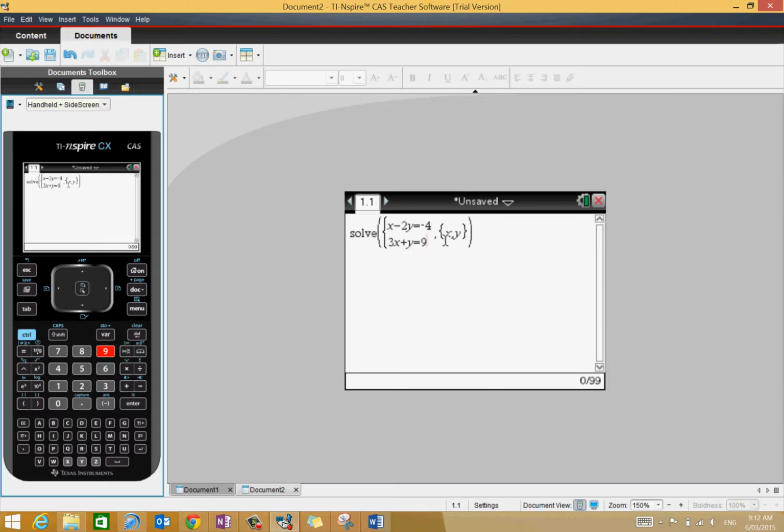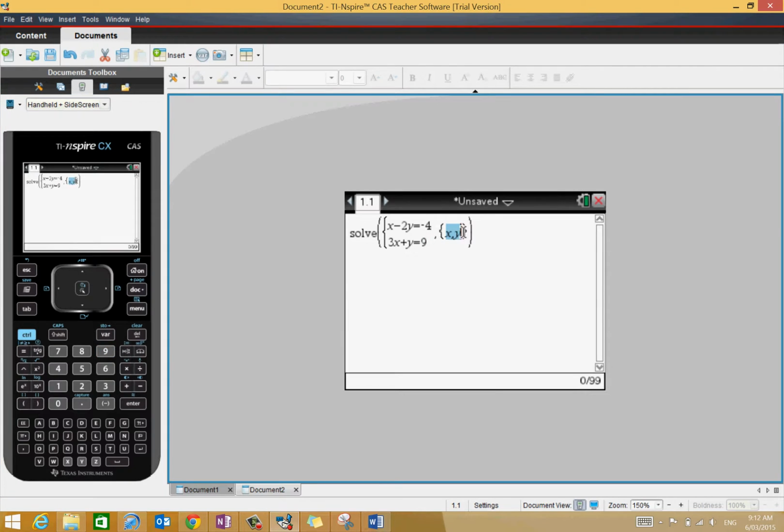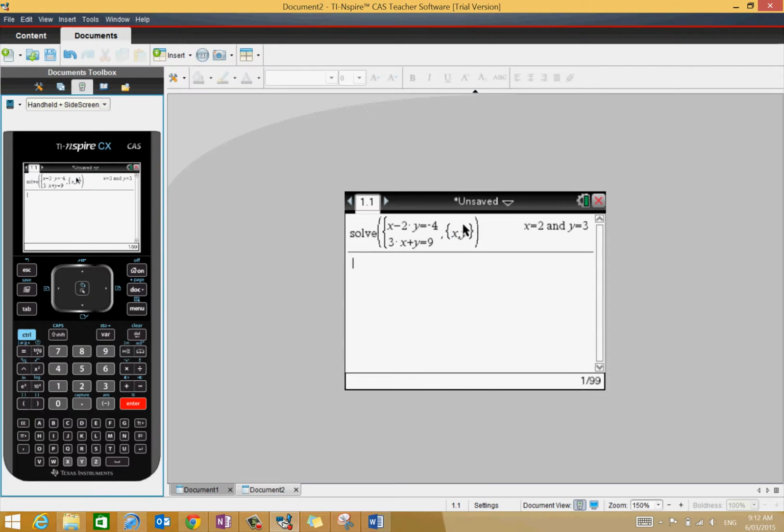Can you see here that we have x, y? If you do not have x, y, then it's not going to solve with respect to those. If you have two unknowns, you need how many equations? Shout it out. Two equations. Excellent. I press enter. There you go. x equals 2, y equals 3.